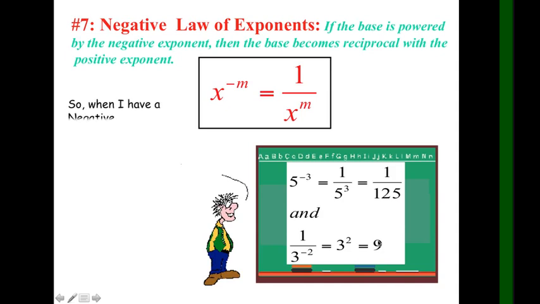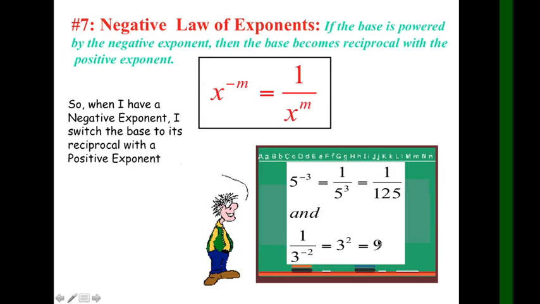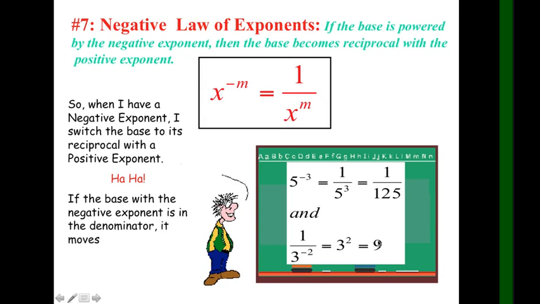So, when I have a negative exponent, I switch the base to its reciprocal with a positive exponent. If the base with a negative exponent is in the denominator, it moves to the numerator to lose its negative sign. So, ganun lang siya. Kung ang base ay negative, gawin mo siyang reciprocal. So, ibababa mo siya. Kapag naman nasa denominator yung negative, itataas ko naman siya.